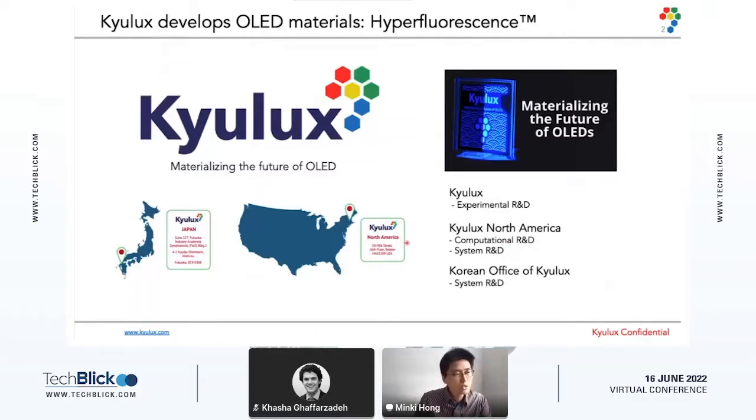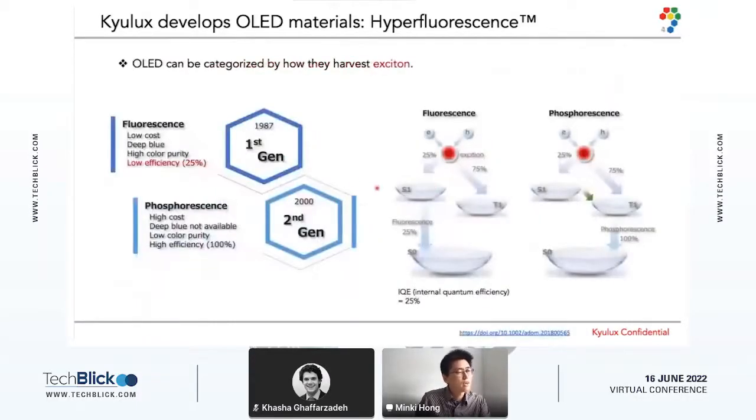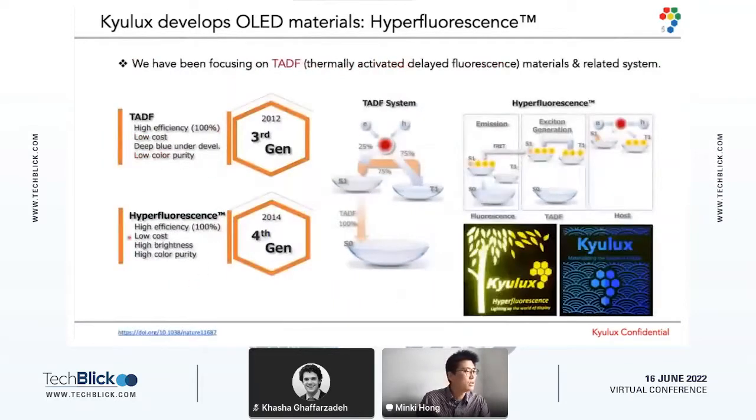We are trying to develop the emissive material that's used in OLED devices. OLED devices can be categorized into many generations over time. We currently focus on so-called hyperfluorescence devices that try to harvest all those excitons, up to 100%, but the actual emission happens through the fluorescent channel. So we call that hyperfluorescence.